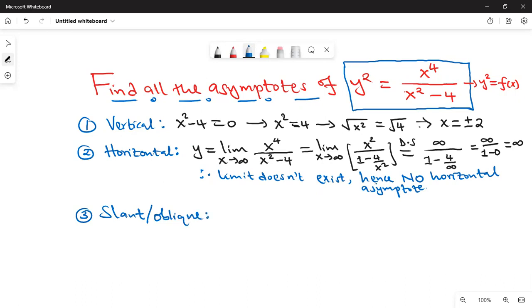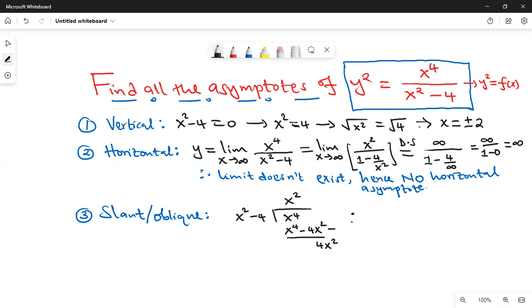slant or oblique asymptote. So what happens? You need to rewrite f of x using the long division process. So remember, f of x can be written by long division: we'll have x squared minus 4 dividing x raised to 4. What do you multiply by x squared to get x raised to 4? That will give us x squared. When I multiply x squared times x squared, I'm going to get x raised to 4. x squared times 4, that is 4x squared. If I subtract, I'm going to get 4x squared.